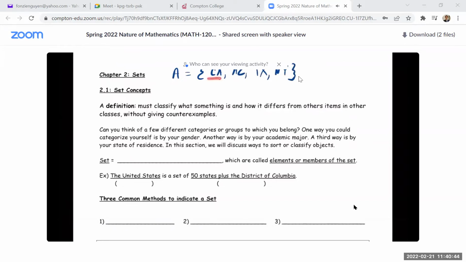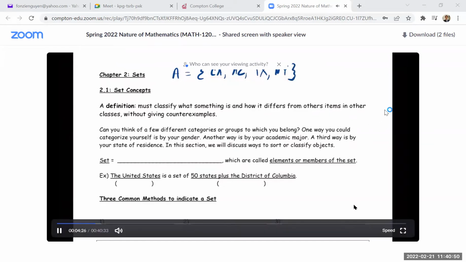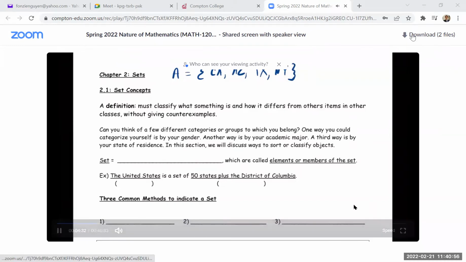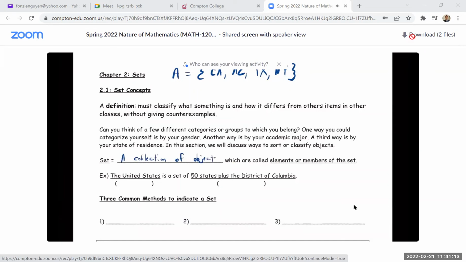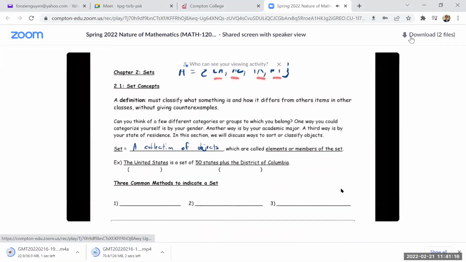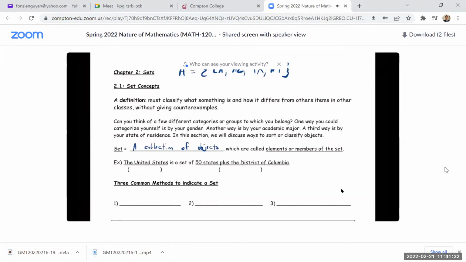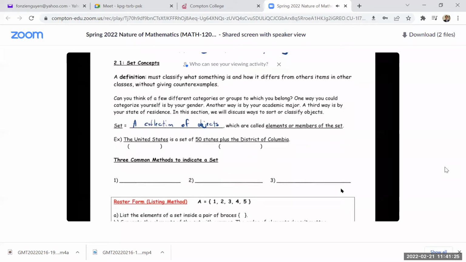And it has how many elements? 1, 2, 3, 4. Four elements. Yeah, that's right. This set has 4 elements. So it's just a collection of objects, which we call elements. So a set is equal to a collection of objects, which are called elements. In this case, the objects are states, but it could have been anything. It could have been numbers, people's names, presidents' names, things like that. Anything you want it to be.